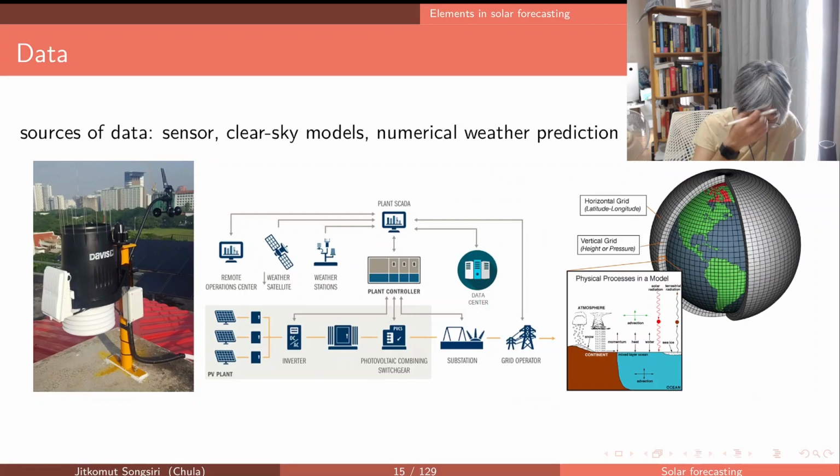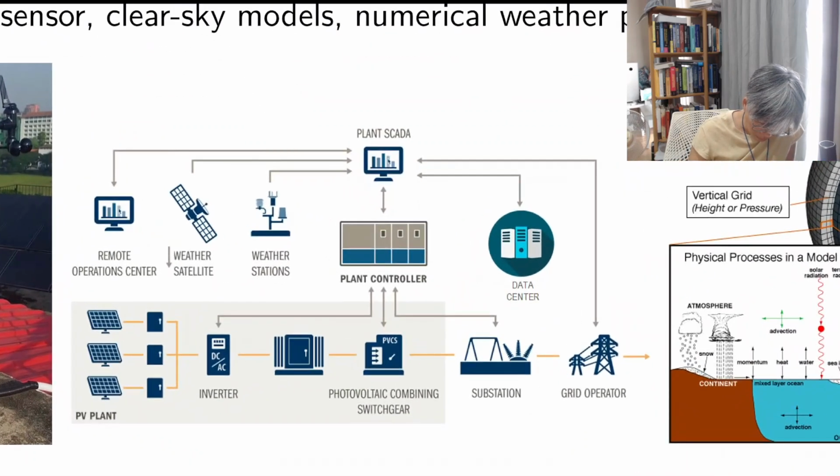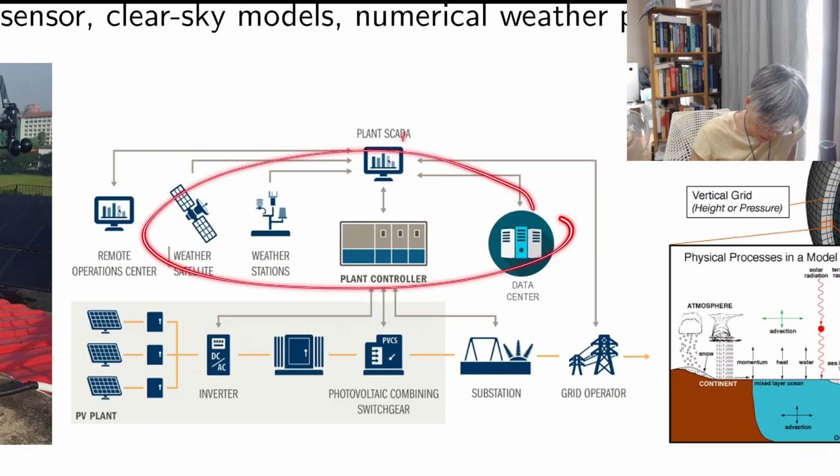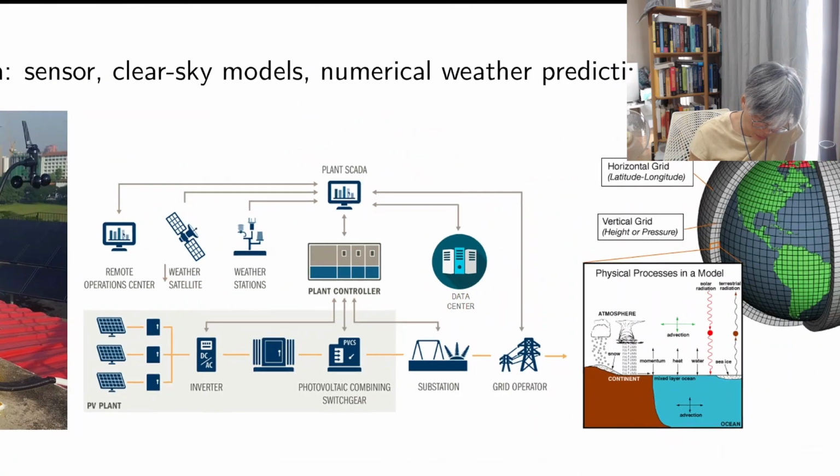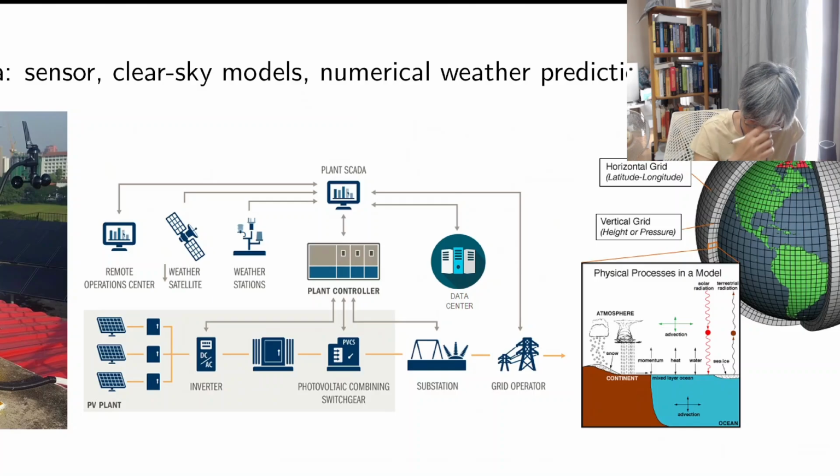In other systems, for example, for a utility or for a factory that has a solar farm, of course, they might have a SCADA system to transfer the data between the equipment and the ground station.